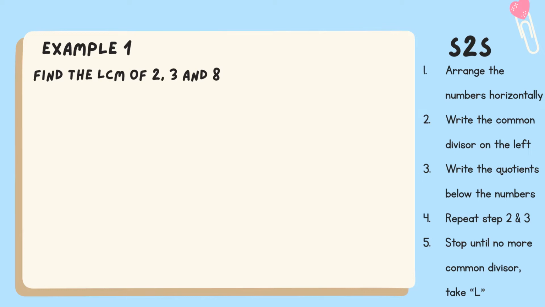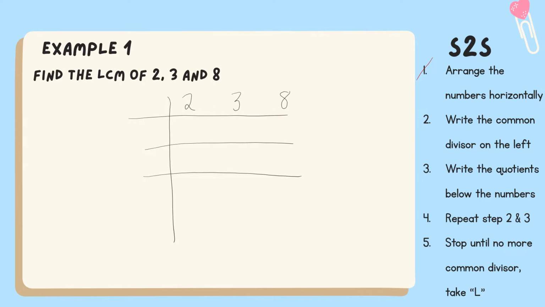So step one, we're going to arrange the numbers horizontally. So our stairs right here, I'm going to write down 2, 3, and 8. Now this time it's with three numbers. Step 2, write the common divisor on the left. This time there are three numbers, 2, 3, and 8. Now we have to ask ourselves, do these numbers have a common divisor?